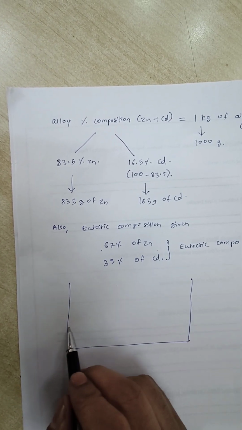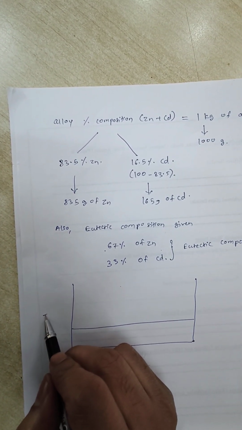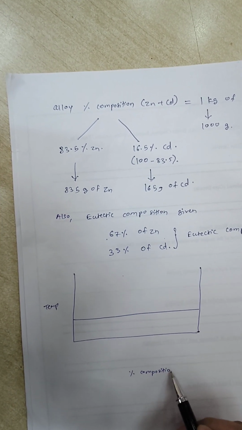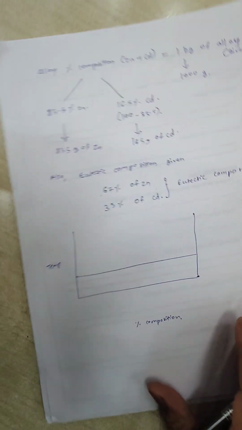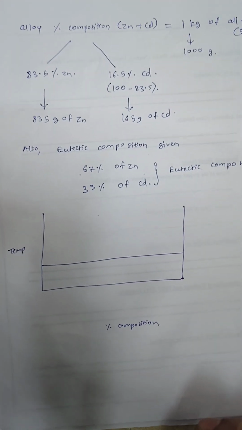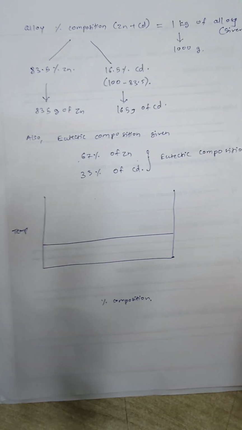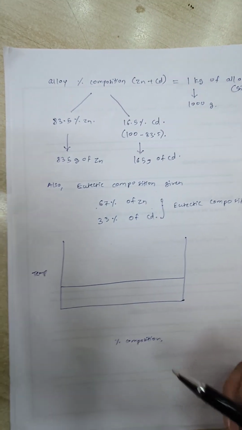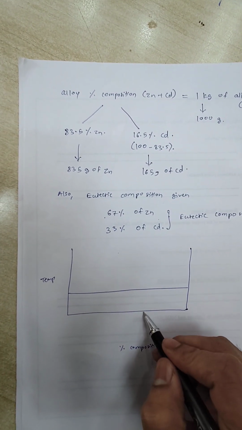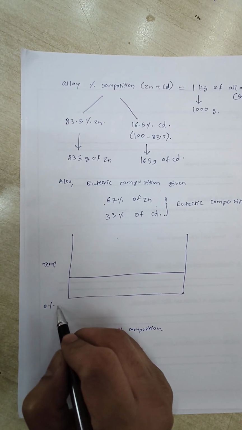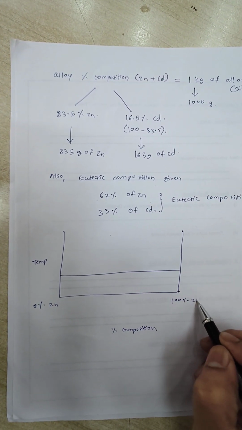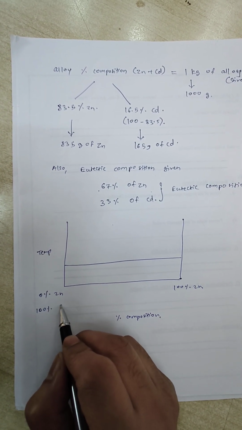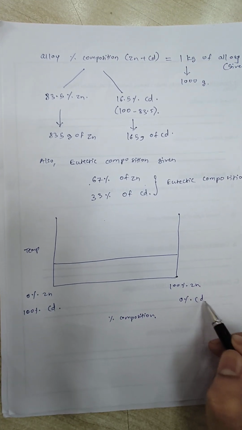So this is a rough diagram. Suppose this is temperature and this is percentage composition. In the exam, no need to draw this diagram, this is just for your understanding, but if you draw the diagram roughly, there will be less chance you will go wrong. We are not interested in temperature, we are interested in composition. Suppose this is 0% Zn and 100% Zn, and this is 100% cadmium and 0% cadmium.